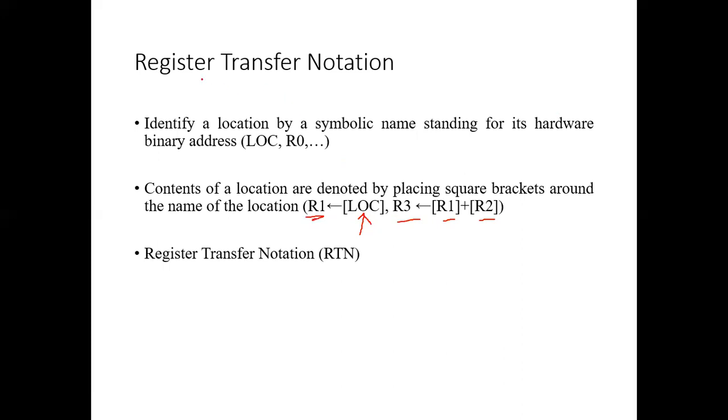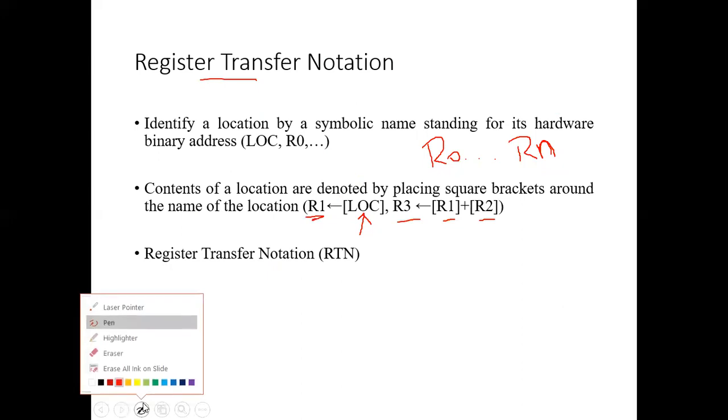So this is called register transfer notation, identifying the location of a symbolic name standing for its hardware binary address. The symbolic names R0 to Rn refer to the CPU registers, whereas any symbolic names other than R0 to Rn actually refer to memory addresses.